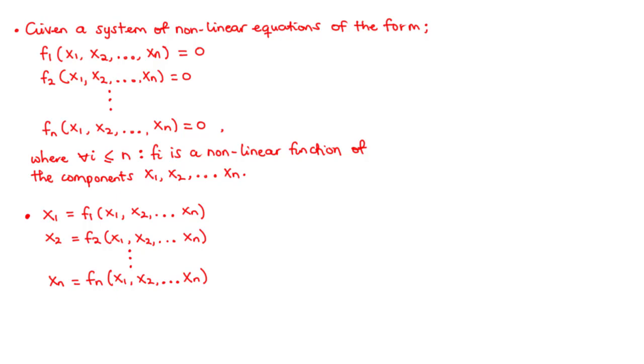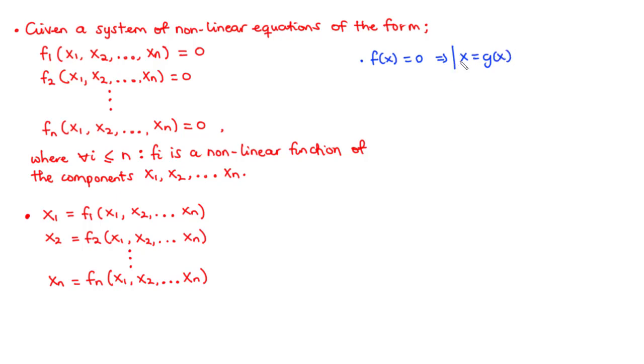So in the previous lesson, we looked at how to find the root or solution to a single equation using the fixed point iteration method. In that lesson, given a root finding problem of the form f of x equals 0, we transformed this root finding problem into a fixed point problem of the form x is equal to g of x.